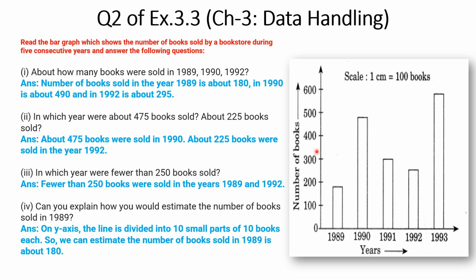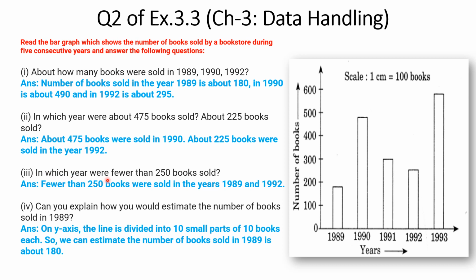So between 200 to 300, now the number given is 225. Now this is near 300, right? ये तो 300 के पास है, ज़्यादा पास है. That means it can't be 225. So 225 will be this. So we will write about 225 books were sold in the year 1992.